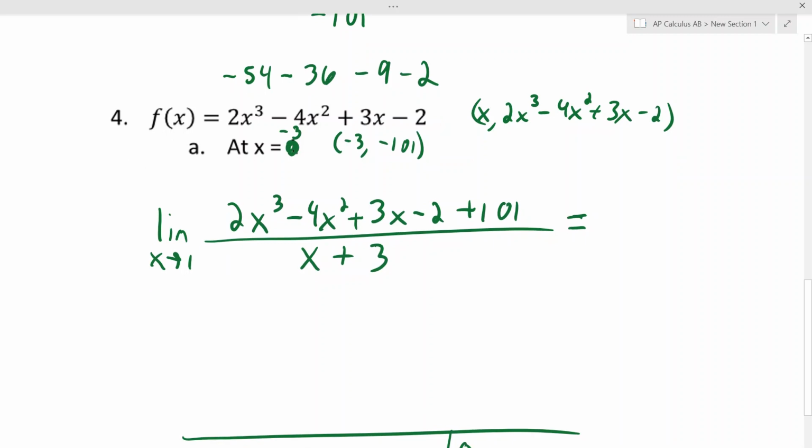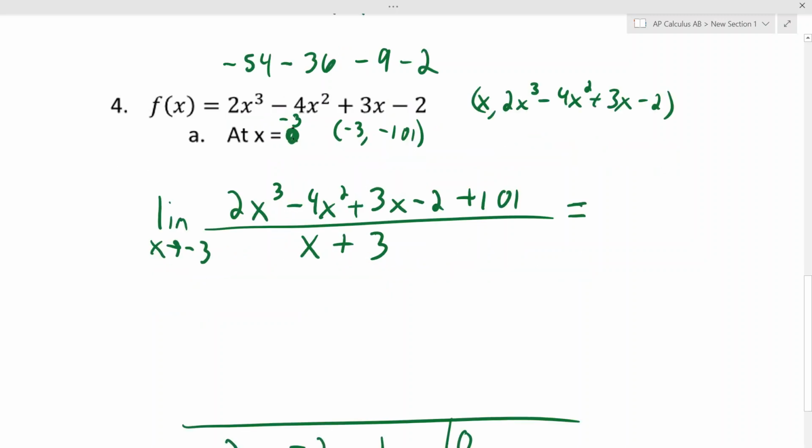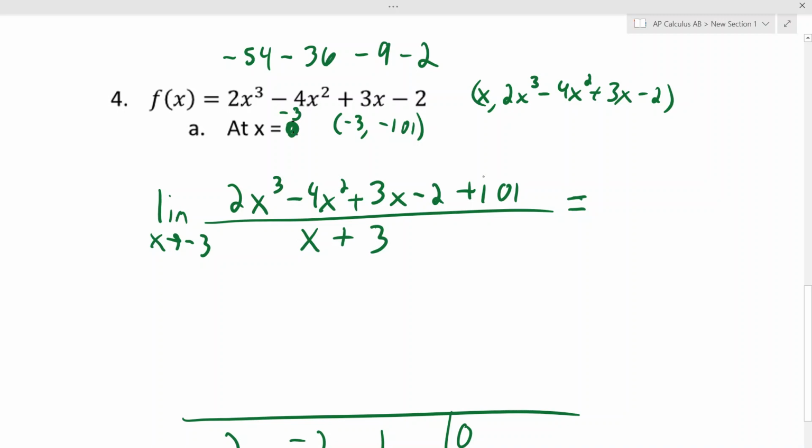And we're approaching negative 3. Let me just double check this negative 3. That's negative 27 times 2 is negative 54. 9 times 4 is 36. Negative 3 times 3 is negative 9, and 2, right? This makes 80, and 10 is 90, 99, 101. So minus 2 plus 101 back here is actually going to turn that into a plus 99.